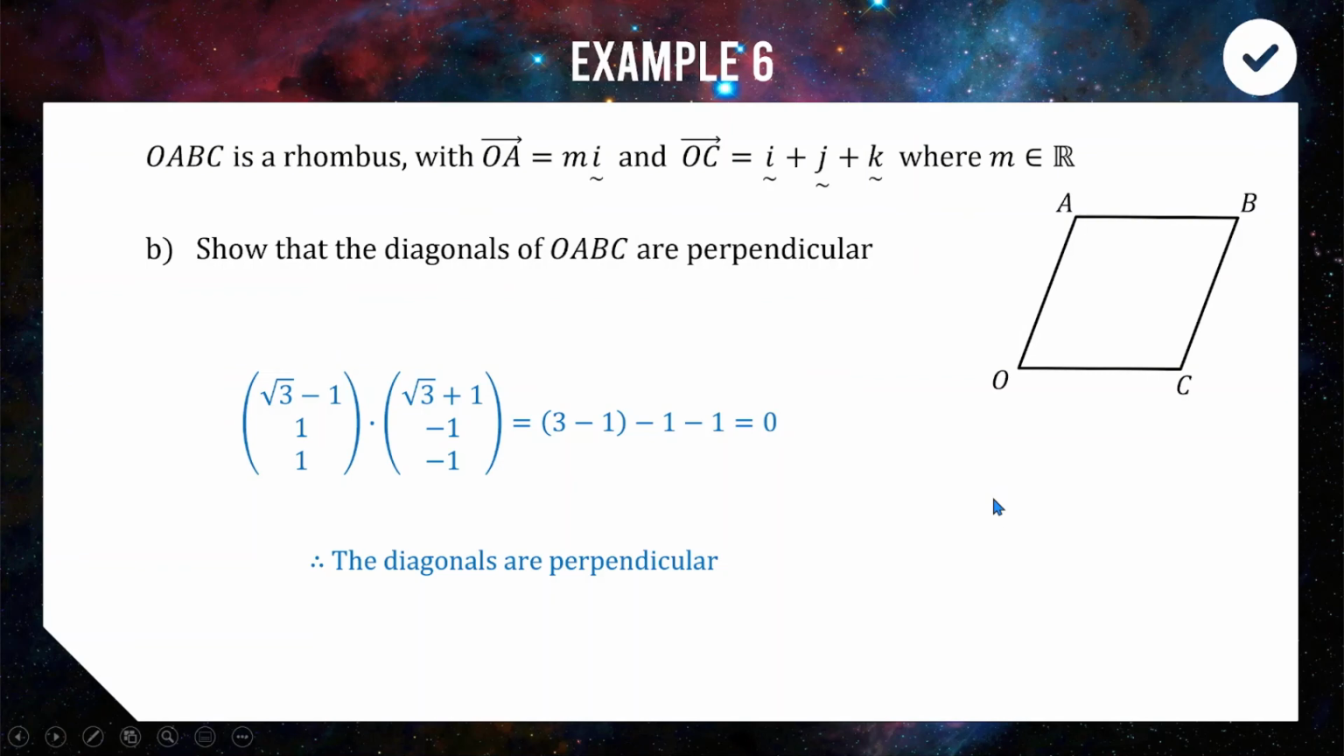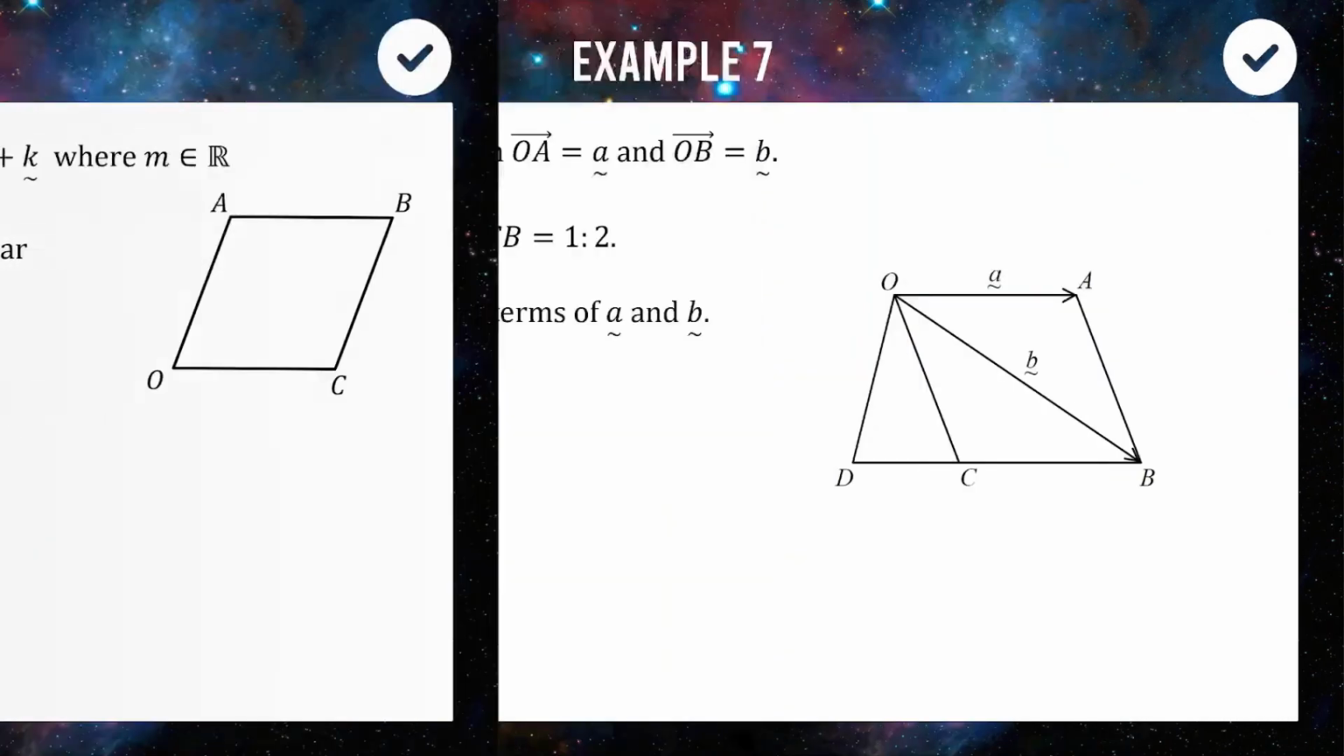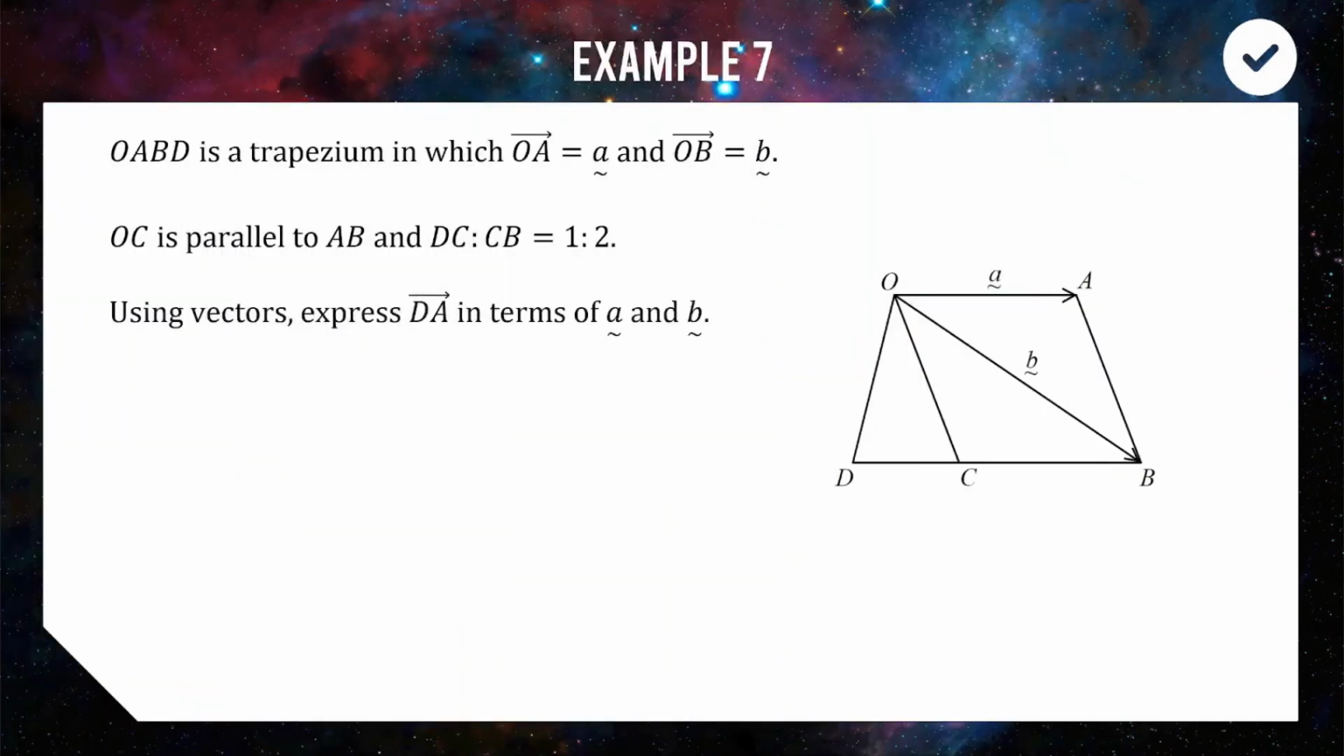The diagonals are perpendicular. Okay, onto the... Oh, mic fell over. Onto the last one, I think. Example 7. All right, this is an example that is designed to look very confusing, but it's actually kind of simple once you read it a few times.